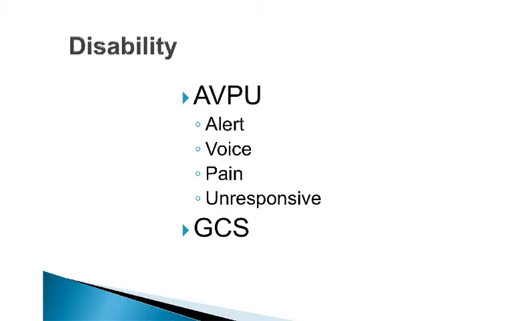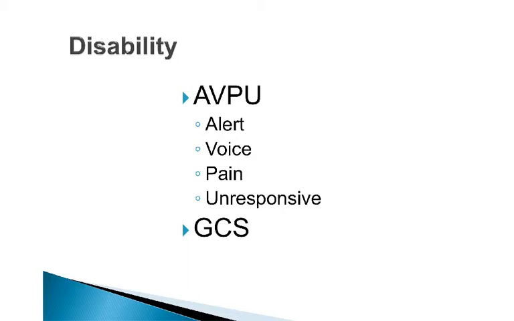It's called AVPU because A stands for alert. So is the patient alert? Or V, are they responding to your voice and your voice only? Or P, pain, are they only responding to pain? Does that mean they're not alert and they're not responding to voice? And U stands for unresponsive. That means that your patient is not responding at all.